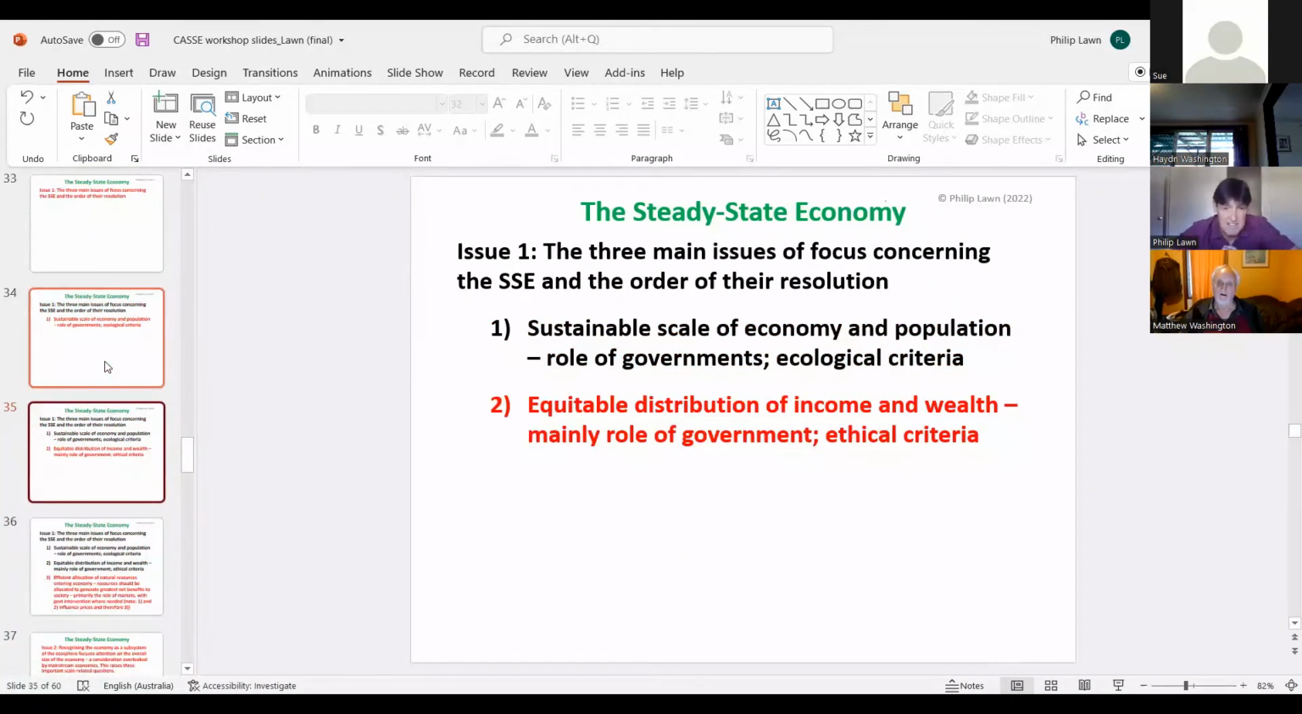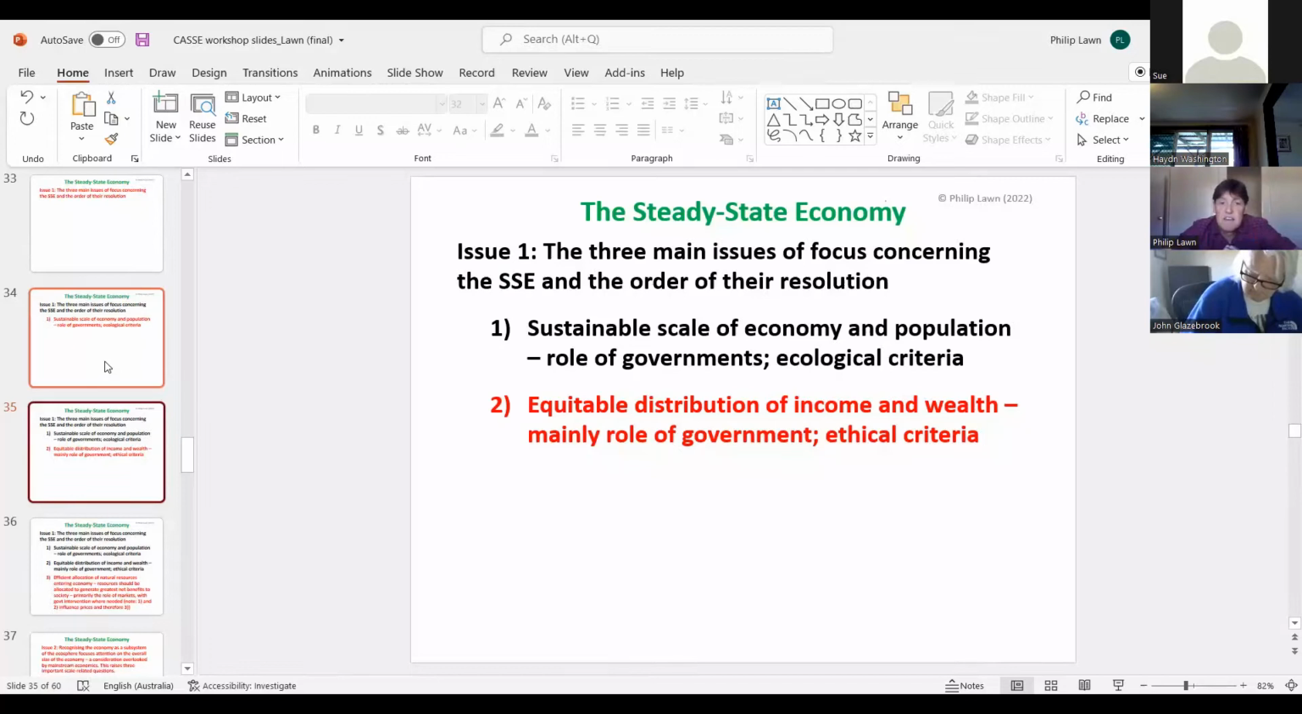The second important issue is the equitable distribution of income and wealth. Again, that's mainly the role of governments. To some extent, competitive markets can help in this regard because they reduce monopoly power. But competitive markets do depend a lot upon government intervention to ensure you have the right type of legislation to prohibit anti-competitive behaviour, so something like the Trade Practices Act.